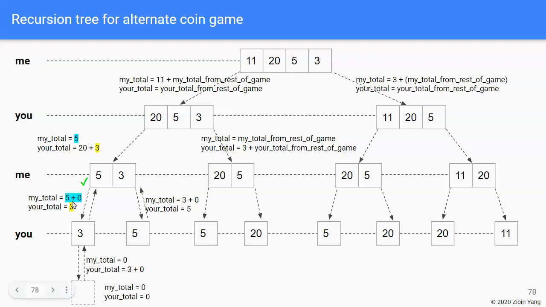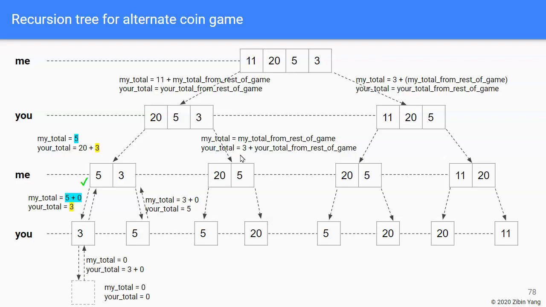And then your total 3 is going to get added to this 20 here, because 20 is the choice that you're making at this turn of the game. So my total is 5 and your total is going to be 23 at this point. Now, we know the result going down this branch, or picking this 20 here, but we don't know the numbers if you pick 3 going down this branch yet, right?